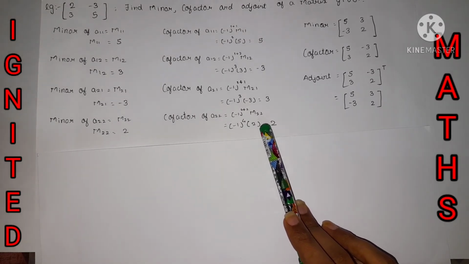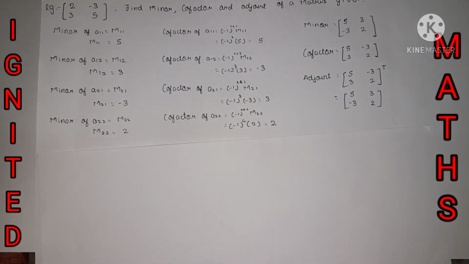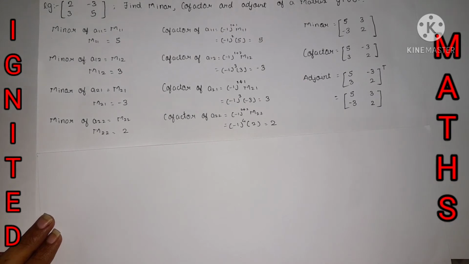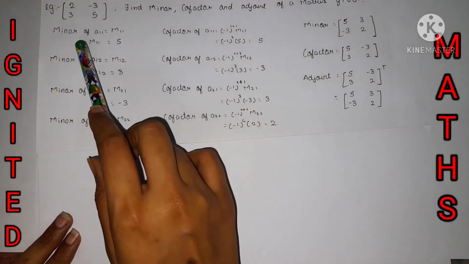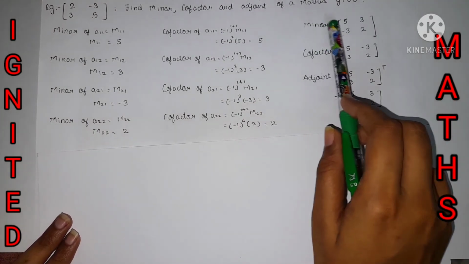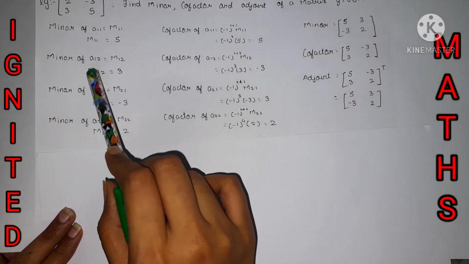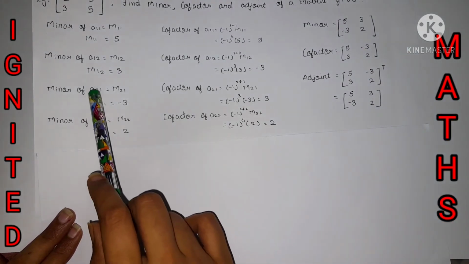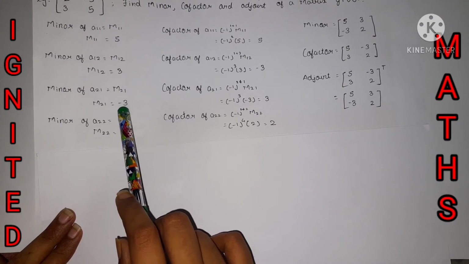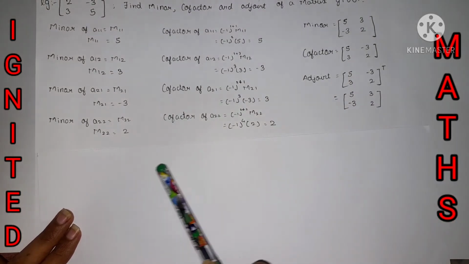Now it's easy to find the adjoint of a matrix. That is nothing but adjoint of the matrix is equal to the transpose of the cofactor matrix. Now we have come across the elements. Now let's represent the matrix form. There is the matrix written over here. Still I'm going to explain. M of 11, minor of first row first column, is 5. Minor of 12, first row second column, is 3. M of 21, second row and first column, is equal to minus 3. Second row second column minor is equal to 2. We have mentioned over here.